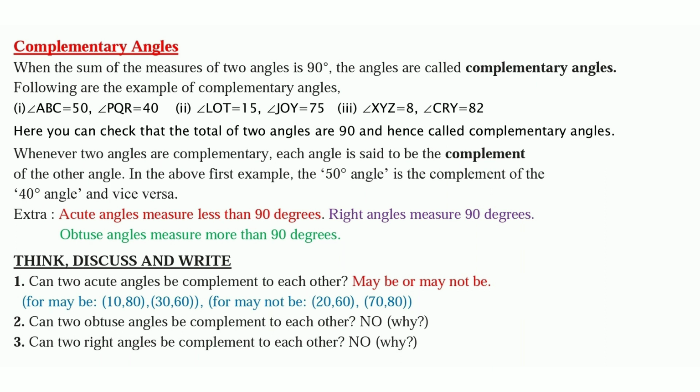It's clear? Now think, discuss and write. First, can two acute angles be complement to each other? Answer is may be and may not be. Why? So see the explanation. For maybe, 10 and 80 both are less than 90. It means both are acute angles and the total of 10 and 80 is equal to 90. Second example, 30 and 60, again total is 90.